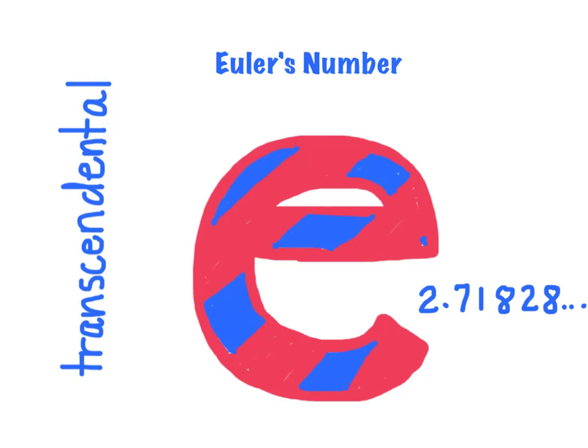7.3, Euler's number is E. Yes, you'll recognize this as one of the transcendentals that we talked about at the beginning of the year. Just like pi. Pi is 3.14 and so on. E's value is 2.71828 and so on.